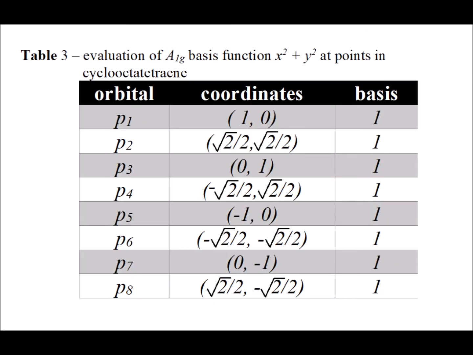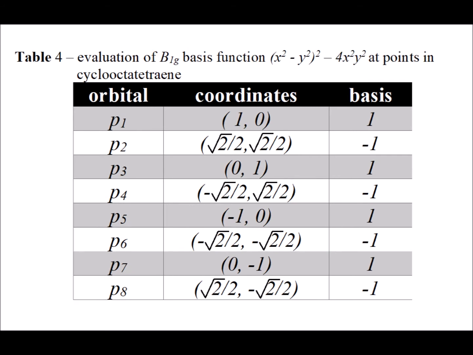In the following tables, we're going to evaluate each of those basis functions, and for them to be included in the reducible representation, all that is necessary is that at least one of these orbitals has a non-zero basis. So here we see that all of the bases are equal to 1 for A1G, but all we needed to do was the first one, so we could, if we were in a hurry, have stopped at that point.